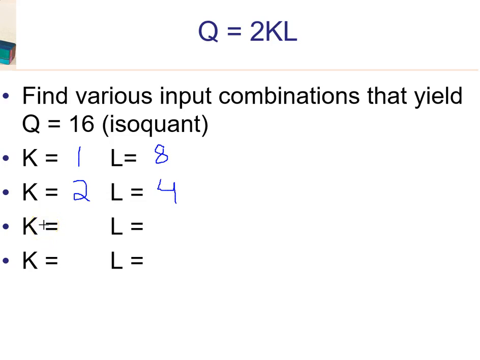What's another way you could get 16 units of output? Well, our capital could be now 4. If our capital is 4, we have 2 times 4 is 8 times how much labor gets us 16? Yes, that's correct. You would need 2 workers to get you an output of 16. Finally, if you had 8 units of capital, 8 machines, well, 8 times 2 is 16 already, so you just need 1 worker then to multiply that to get your 16. So these are 4 different ways you could get an isoquant of 16. So let's show that isoquant in the next graph.